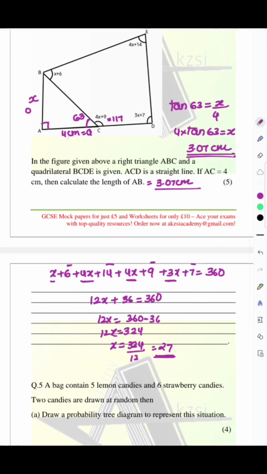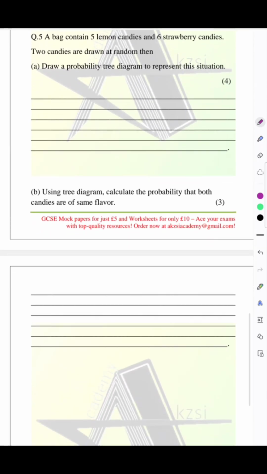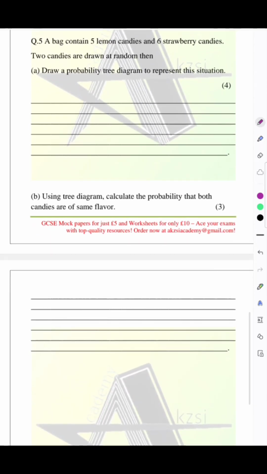Moving on to our last question, which is a probability question. A bag contains 5 lemon candies and 6 strawberry candies. 2 candies are drawn at random. Then draw a probability tree diagram to represent this situation. Generally, tree diagrams are already given or half-filled, but I kept this as an open space in order to show you that it's easy to draw the diagram.